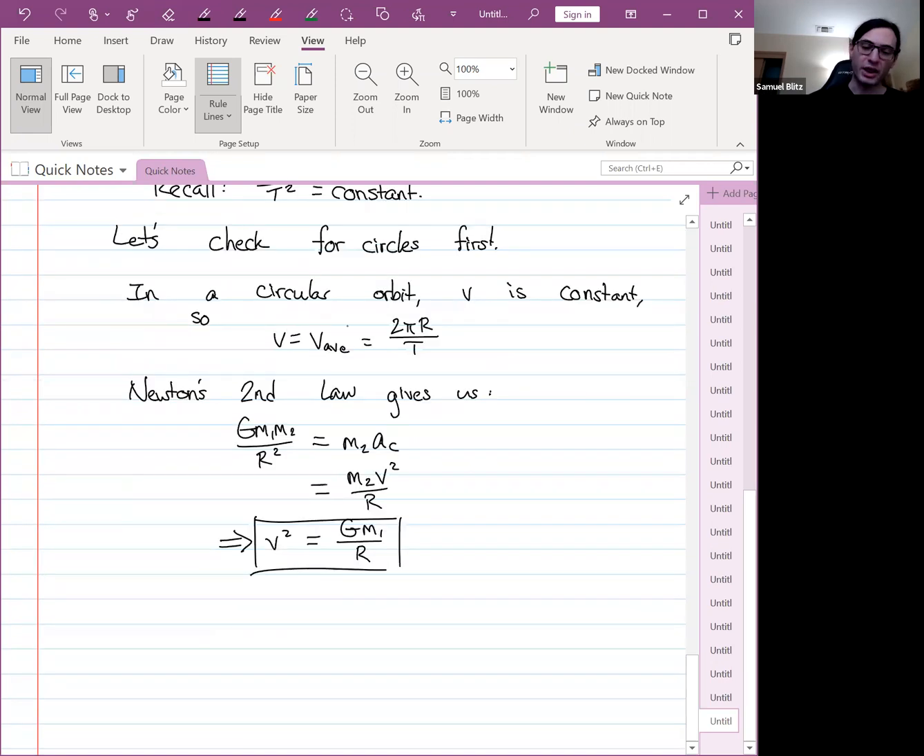So we're going to combine this result, that the speed is 2 pi r over T, with this result, which tells us that the speed squared is G m1 over r.